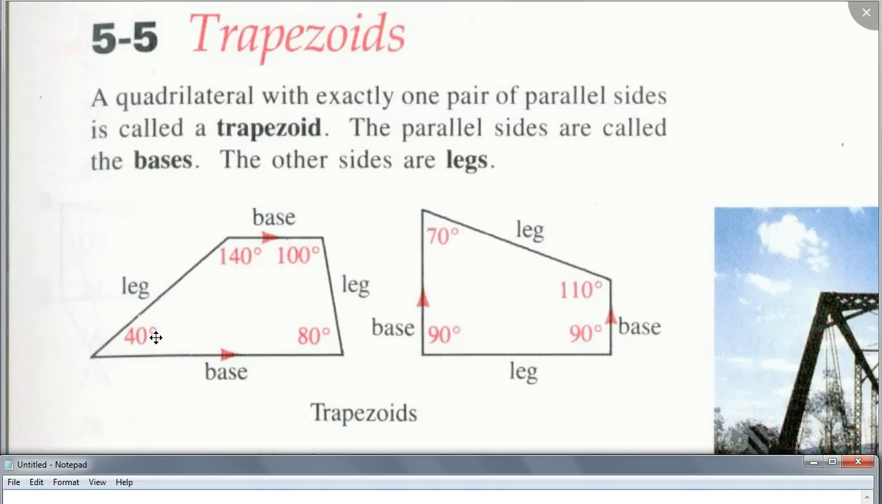Also, look at all the angle measures. If you were to add up all the angle measures of a trapezoid, since it's a quadrilateral, it should add up to 360, right? So that should be pretty straightforward. You guys see anything interesting about these angles? 140 and here it's 40.